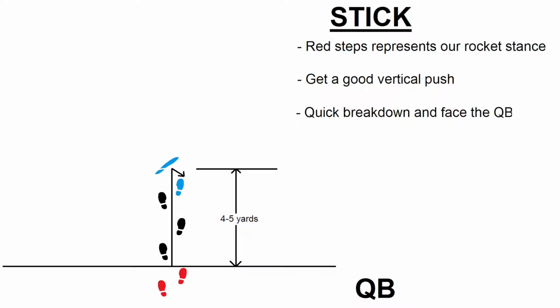First route we're going to talk about is the stick route. All we're doing is getting a good vertical push off the line and stopping around 4 to 5 yards. The blue steps in the diagram represent our breakdown. Now here our breakdown on this route is a lot shorter than any other breakdown for our longer routes because we won't have as much momentum when we get to our desired depth. So after a few yards we stop and we turn back towards the quarterback using our inside shoulder. Let's see this demonstrated.